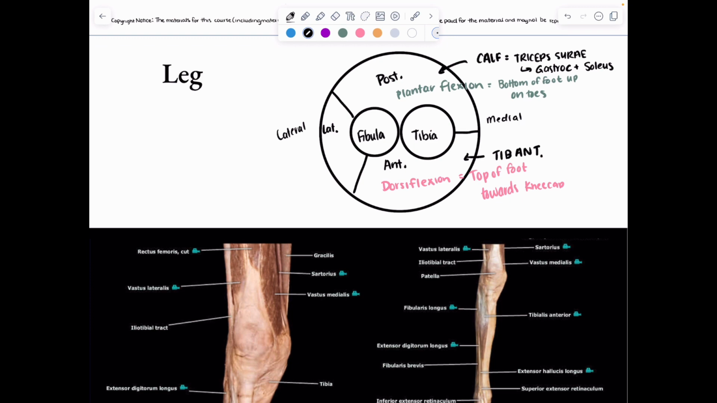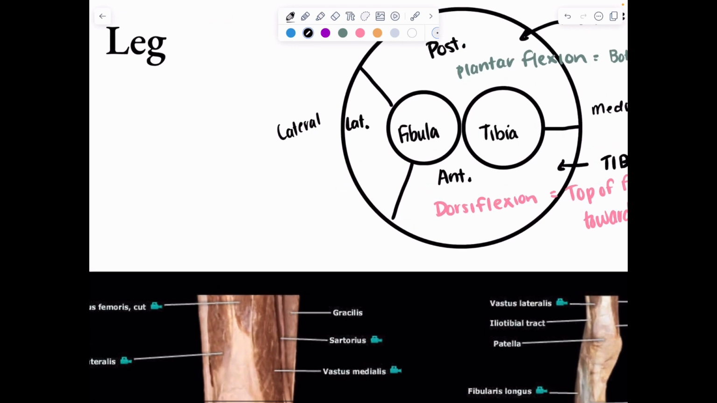The action of the lateral leg compartment is going to help stabilize you while you're running or walking. And the specific actions that it does are going to be eversion and plantar flexion. So it also helps a little bit with that plantar flexion that we see in the posterior compartment. I should do that in a different color.